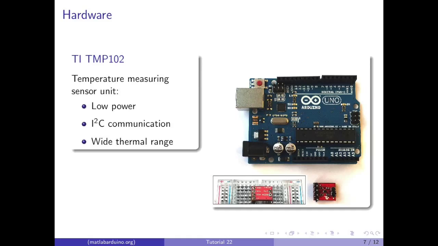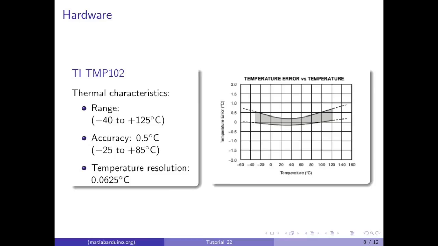We will also be using the Texas Instruments TMP-102, which is a low-power, two-wire, serial-output digital temperature sensor that operates over a wide thermal range. As shown by the graph, the TMP-102 is specified for operation over a temperature range of -40 to 125 degrees Celsius. The sensor is accurate to within half a degree up to 85 degrees Celsius with a resolution of 0.0625 degrees Celsius.